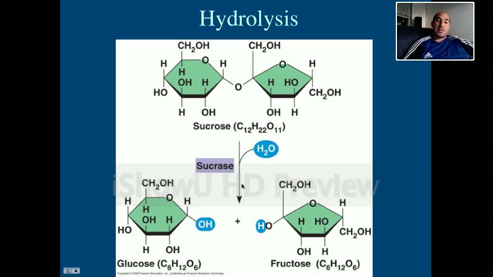And what's going to happen is the water is going to grab on, and the OH goes with the glucose, and the H goes with the fructose, forming an OH on that side. And there you have monosaccharide, monosaccharide. So it basically is sucrose plus water equals glucose plus fructose.